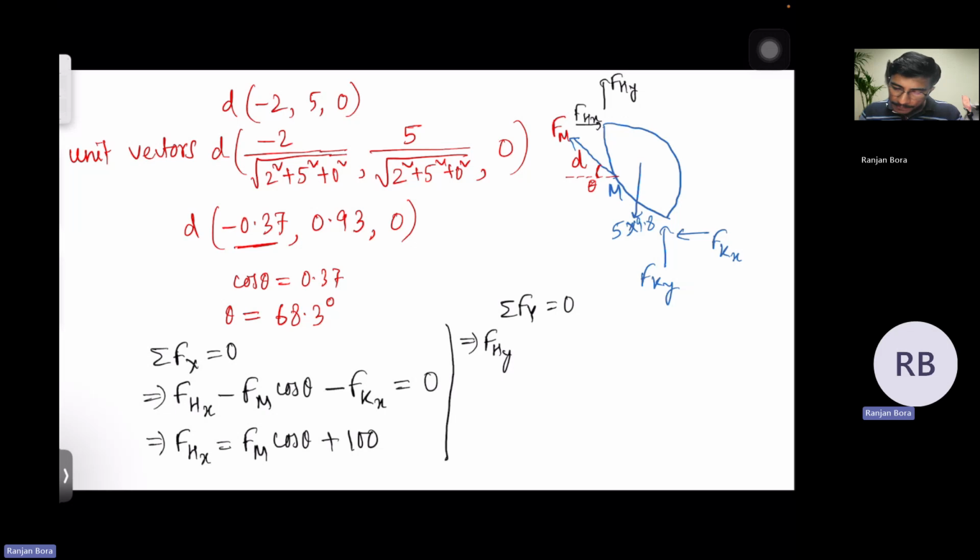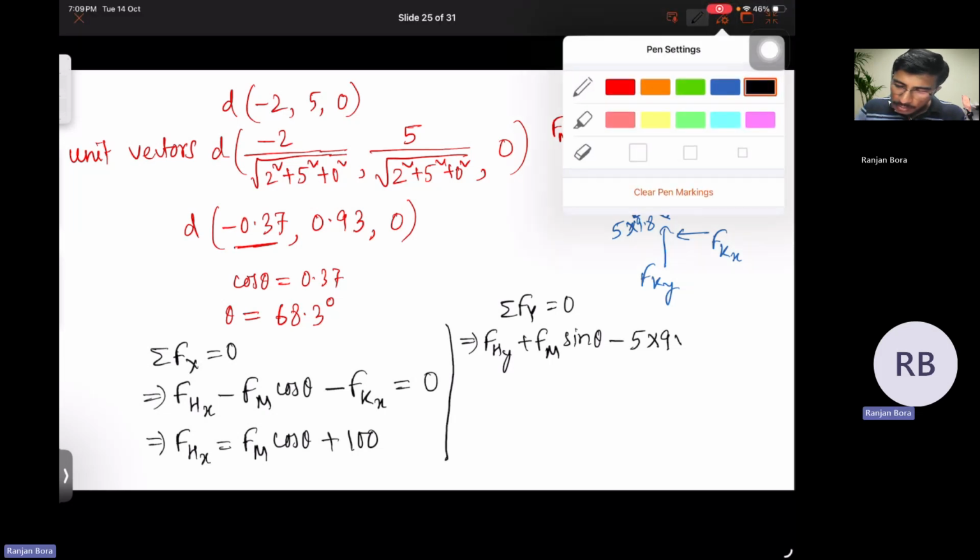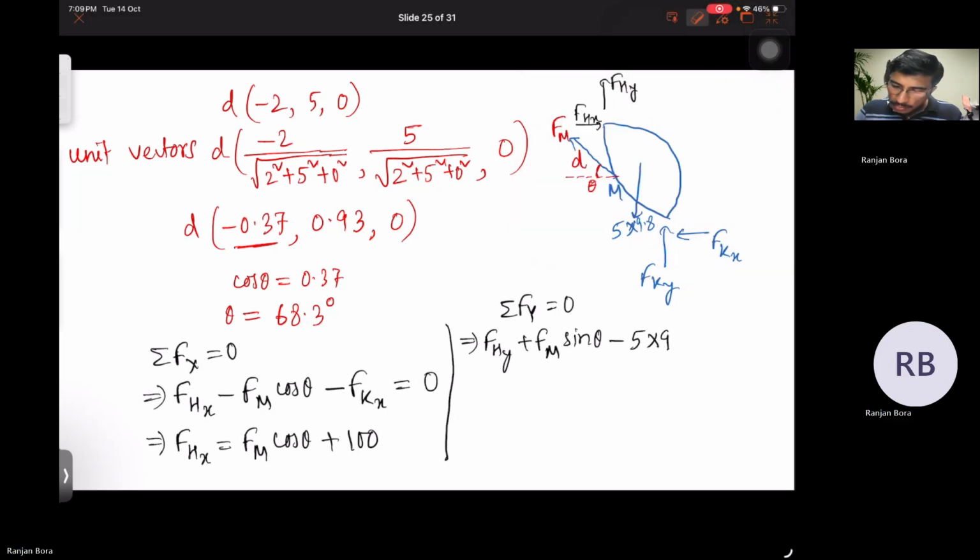Fhy plus Fm sin theta minus 5 cross 9.8 plus Fky equal to 0.